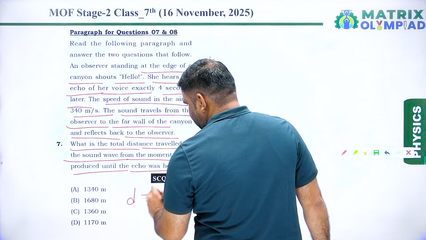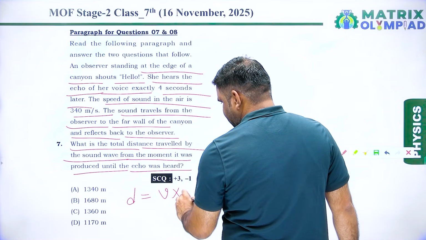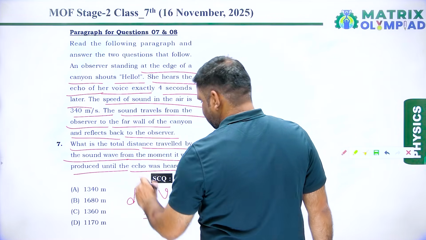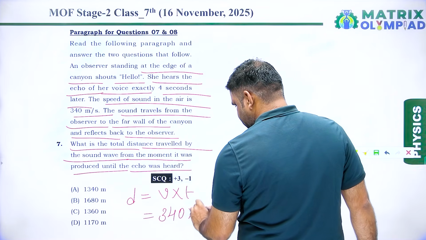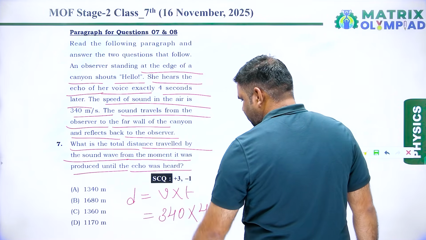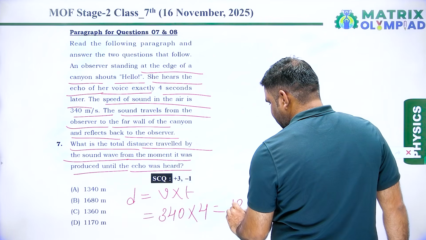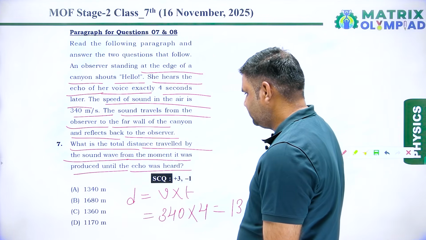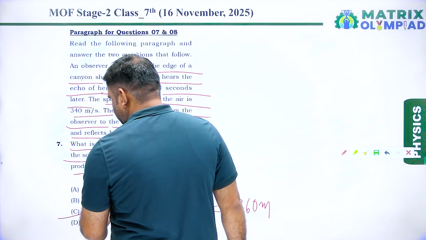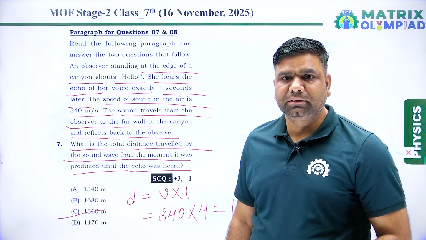So the distance traveled by the sound is V into T. The speed of sound in air is 340, and the time taken is 4. If you multiply 340 by 4, we get 1360 meters. So our correct option is option number C for question number 7.